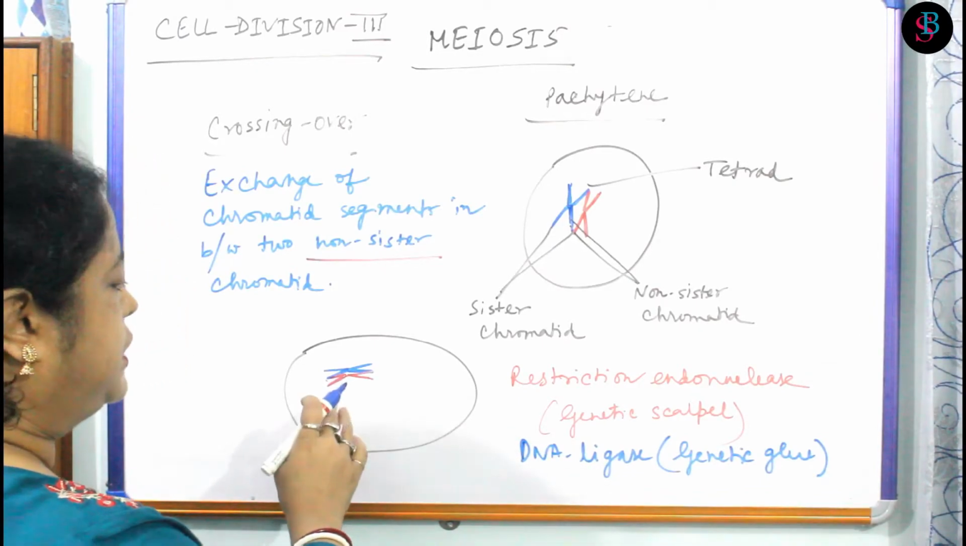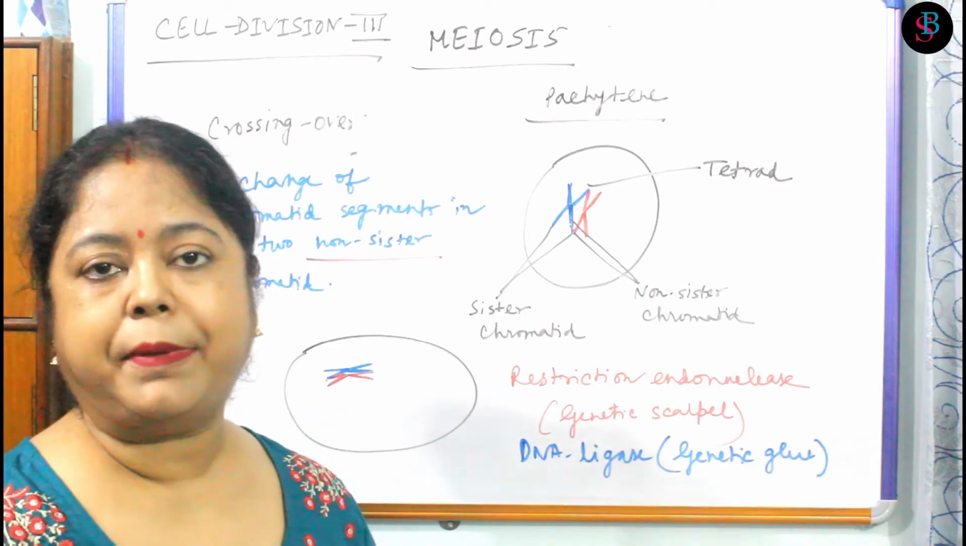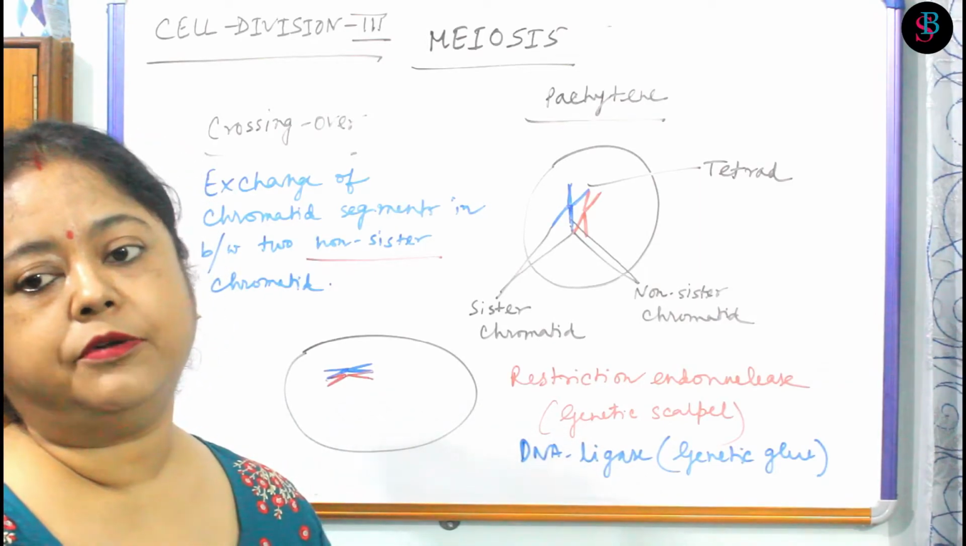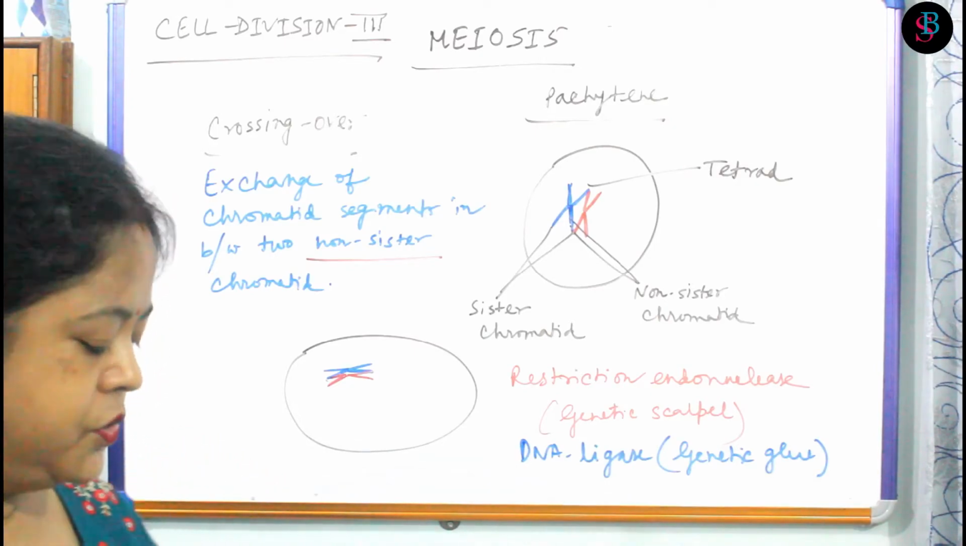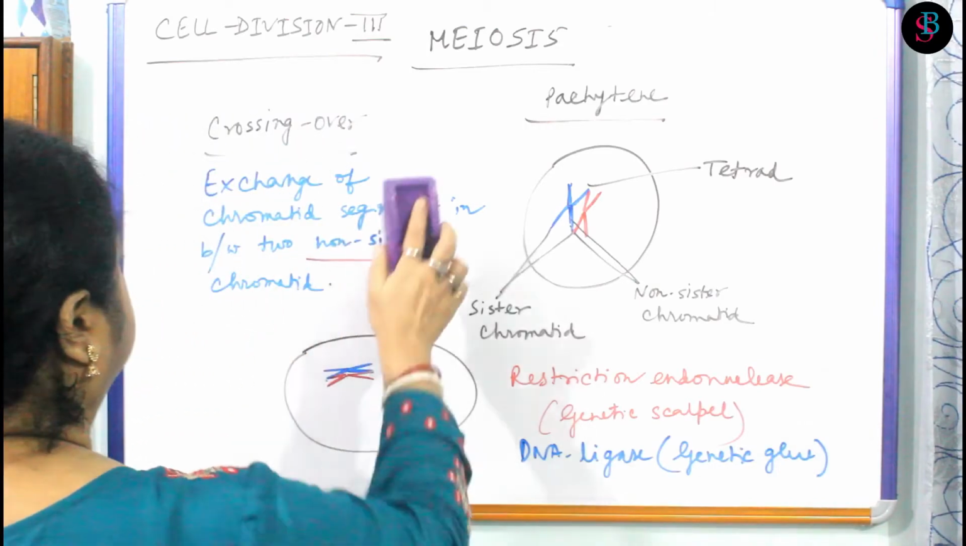But due to the position of the chromatids here in this packaging, the crossing over, the formation of the X-like configuration is not so clear, which we can see clearly in the diplotene. So the next subphase is diplotene.